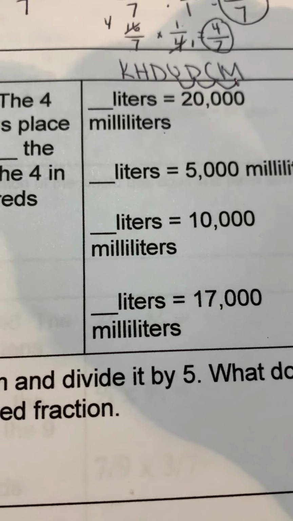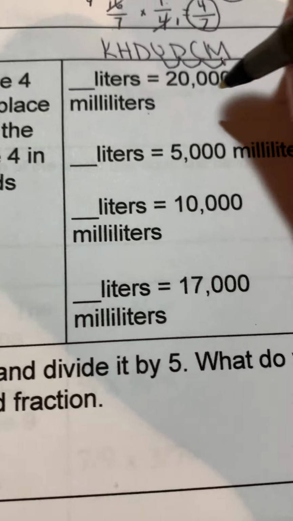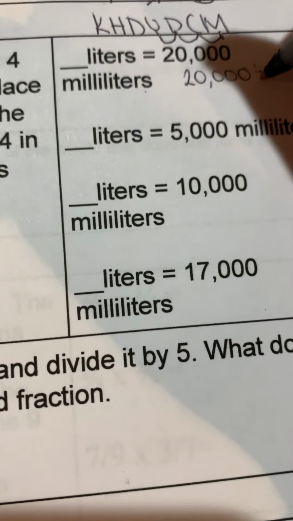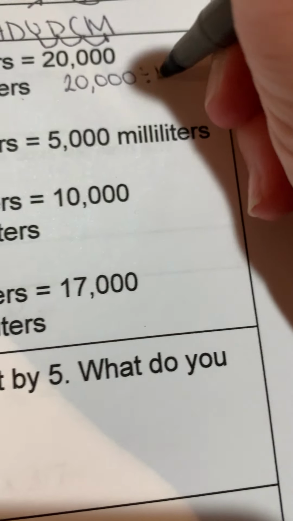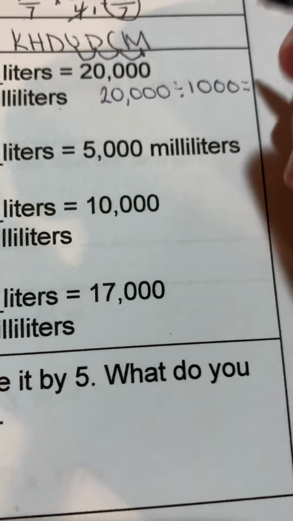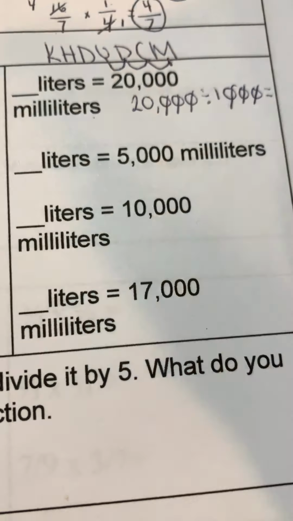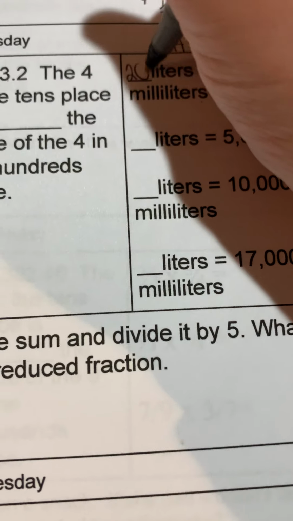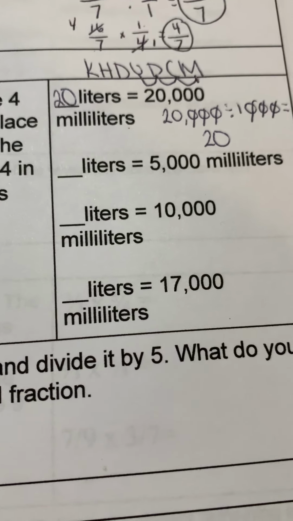When we go left to right, we multiply. So right to left, we need to divide. 20,000 divided by how many did we go over? We went over 1, 2, 3. Divided by 1, 2, 3. There's zeros in both of them, so we can cross out 1, 2, 3. And we get 20 as our answer. 20 liters equals 20,000 milliliters.